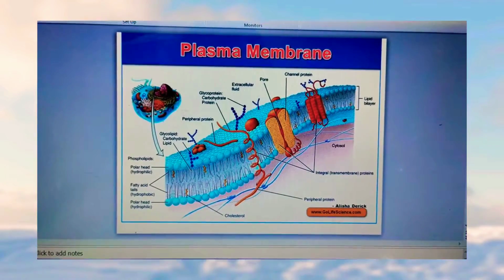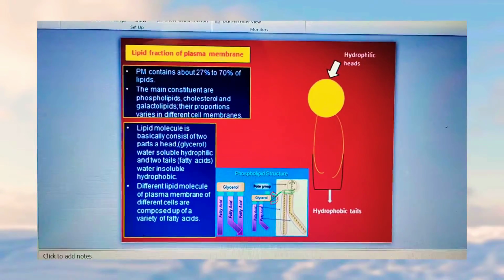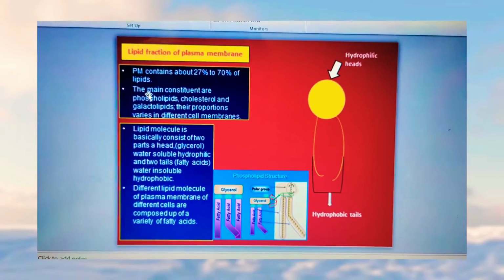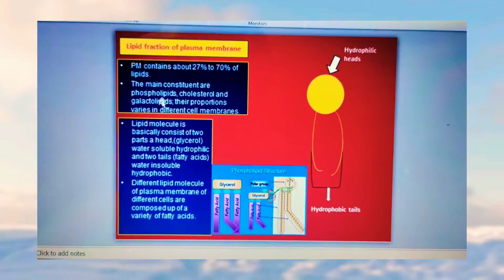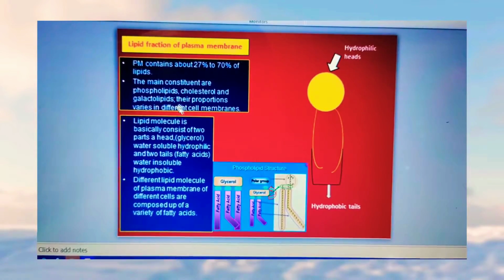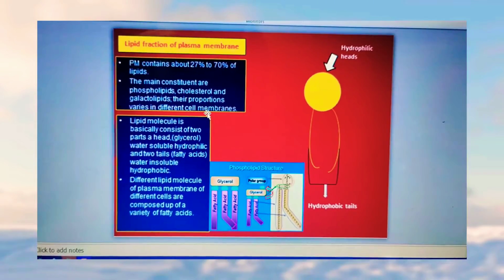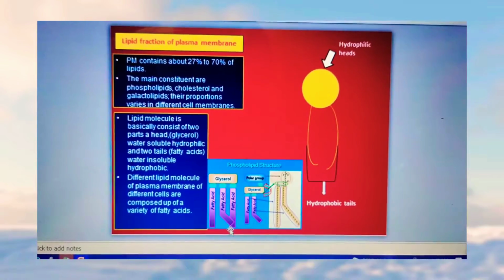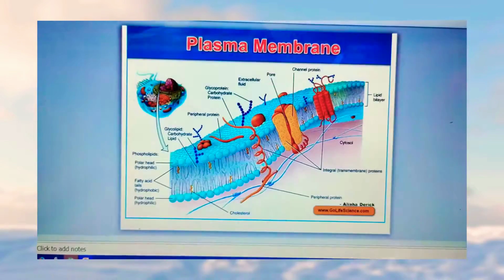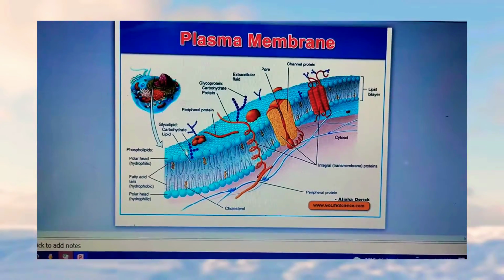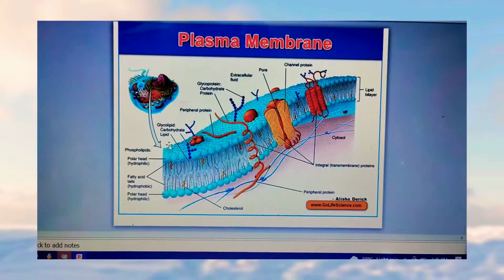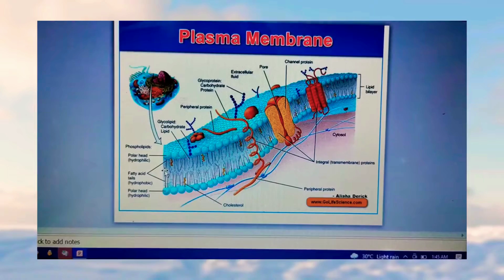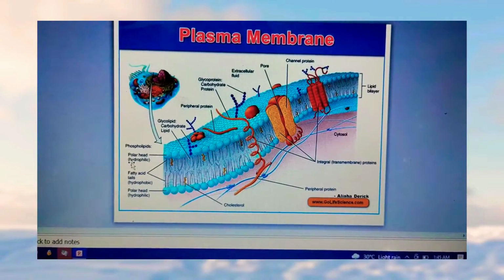Now let us see the different compositions. This is the lipid fraction of plasma membrane. The main constituents are phospholipids, cholesterol, and galactolipids. Their proportions vary in different cell membranes. This particular image is the enlargement of this image. These are phospholipids. This is a polar head and this is a polar tail. The polar head is hydrophilic.